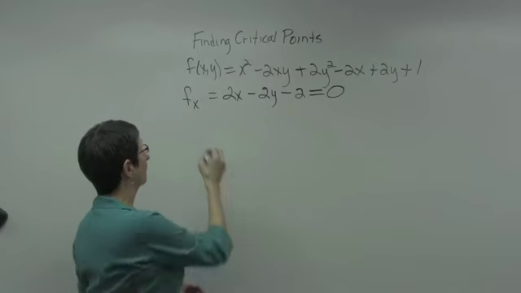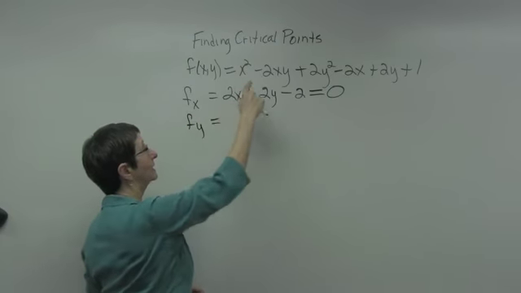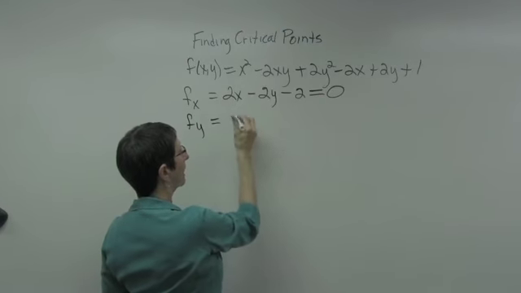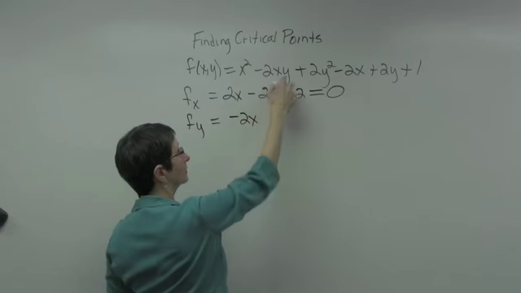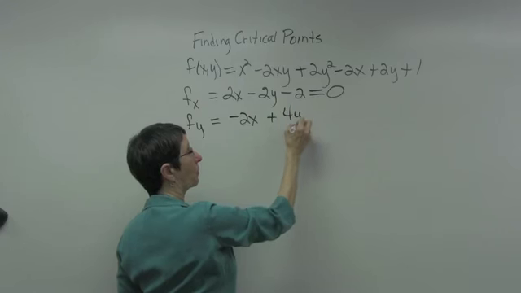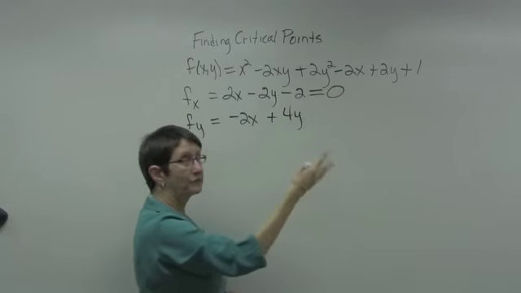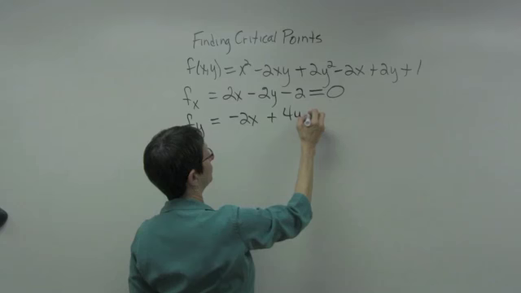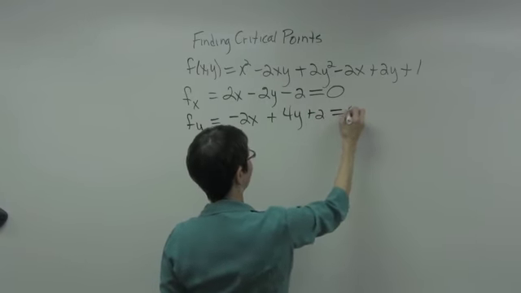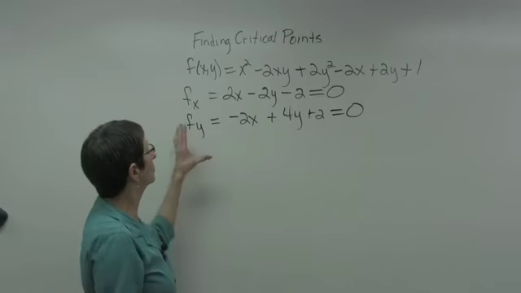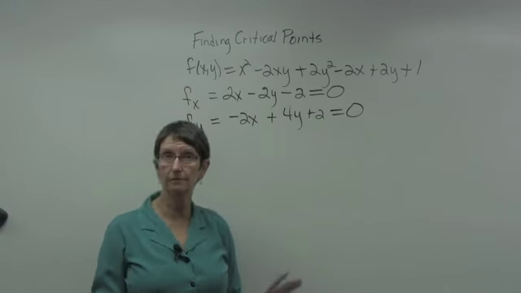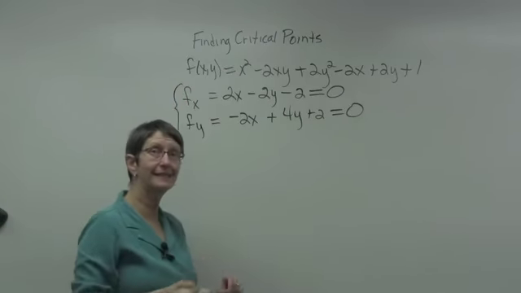Now the partial of f with respect to y. The x squared term, the derivative is 0 because there's no y attached. Here I have negative 2x, derivative of y is 1, plus derivative of 2y squared is 4y, minus 2x, derivative is 0, plus 2y, the derivative is 2. Derivative of 1 is 0, and this is set equal to 0. So to find a critical point, I take both partials, set them equal to 0, and solve the system. These are solved together as a system.